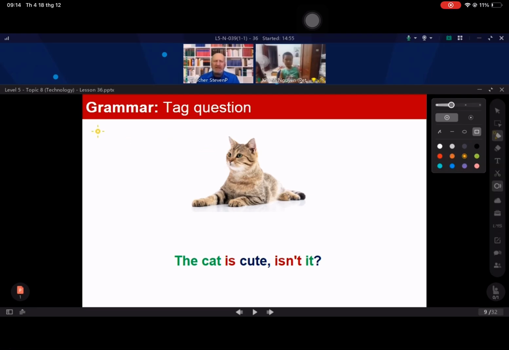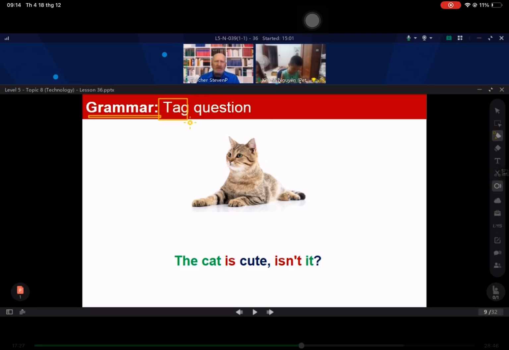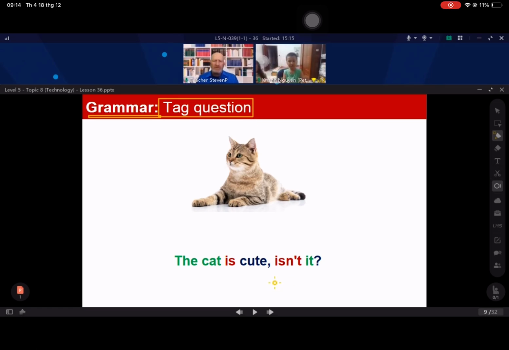So now let's look at our second grammar point. The second thing that we are going to learn today is called a tag question. Can you say that, Peter? Tag question. Tag question. Tag question. Very good. A tag question. So let's have a look.